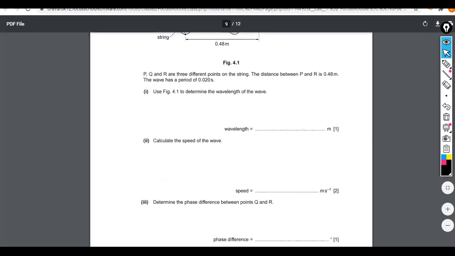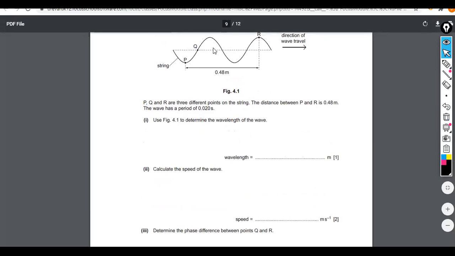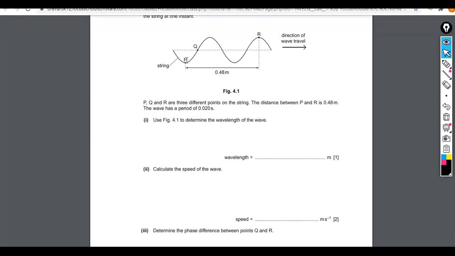Determine the phase difference between points Q and R. All right, so we have a progressive wave, right? There's direction of wave travel. It's a progressive wave, so it's not just like adjacent loops are in or out of phase, as with stationary waves. Here we have to think about the phase difference between Q and R. Can anybody just look at this wave and go, oh, it's this?